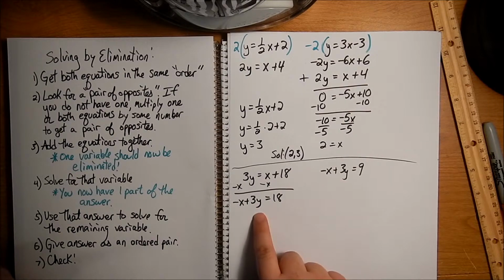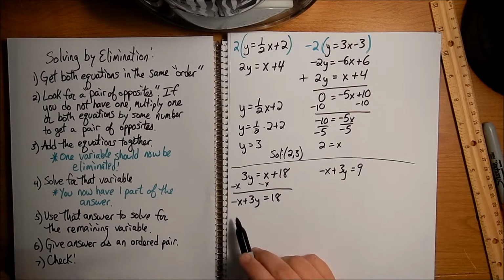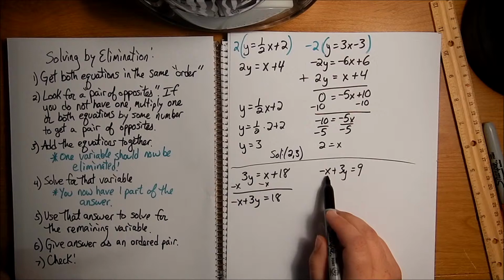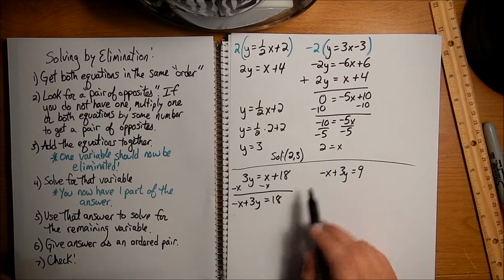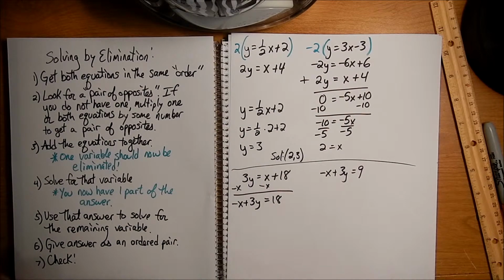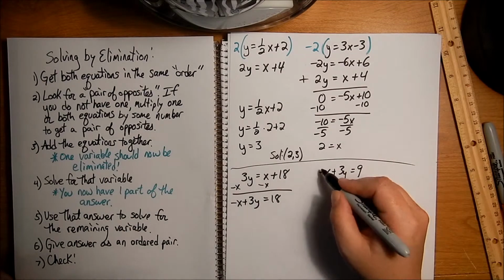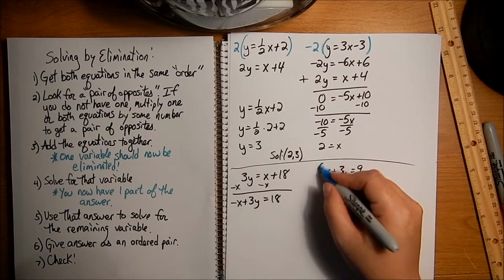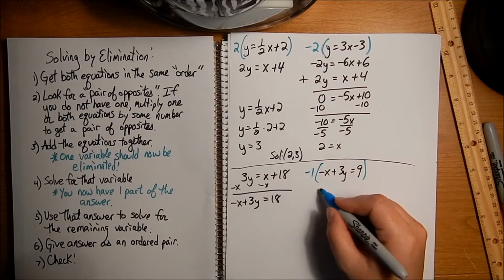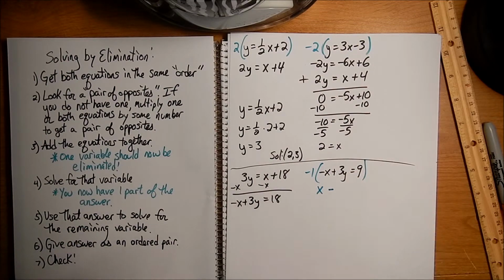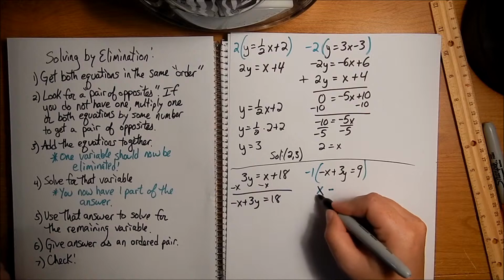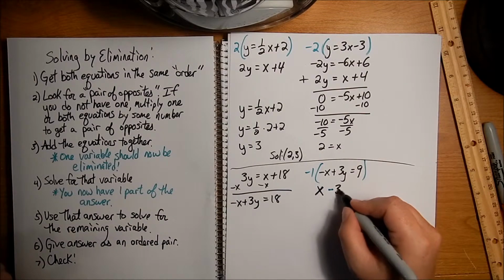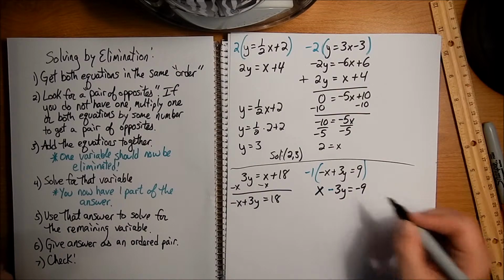Perfect. Do I have a pair of opposites? Well, I have a negative x and a negative x. They're not opposites. So I would need to just multiply one of them by a negative 1 so that one would be positive and then I'd have it. So why don't I multiply this guy by a negative 1? So now I have positive x minus 3y equals negative 9.